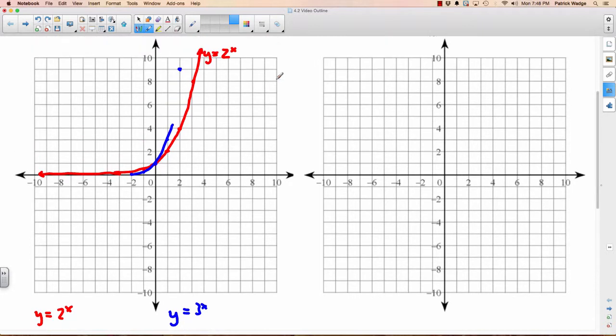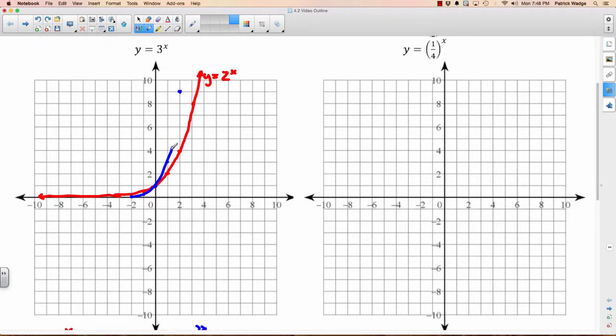But you see what happens as you put a bigger number into this position right here, the b position, right? It gets steeper. And then this kind of gets closer and closer and closer. It looks like it just runs along the bottom. There we go. I like my graphs. I think I did a good job here. Y equals 3 to the x.